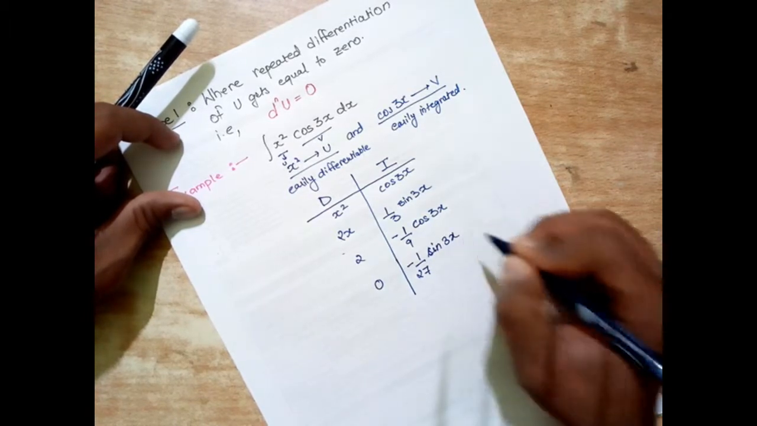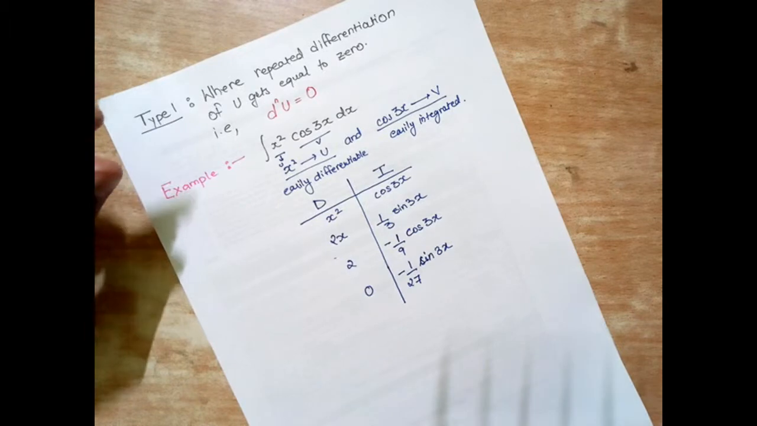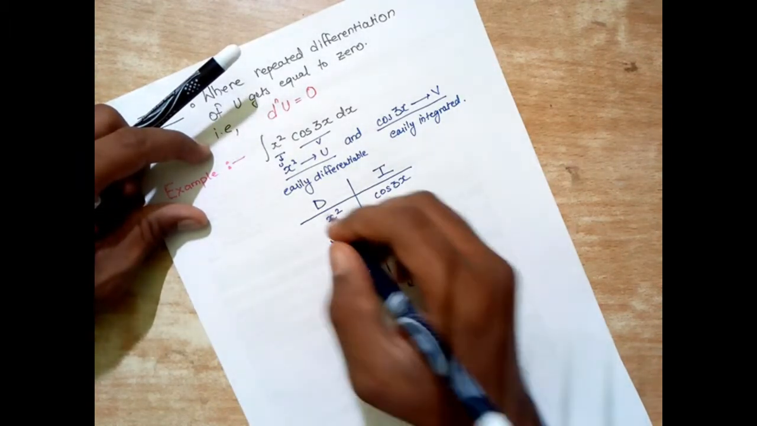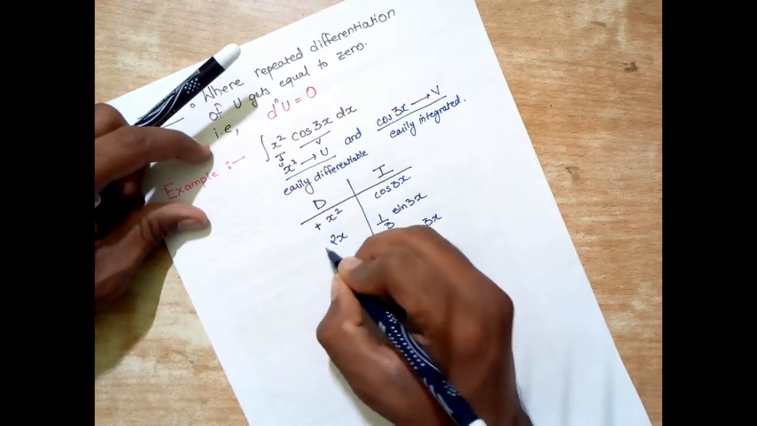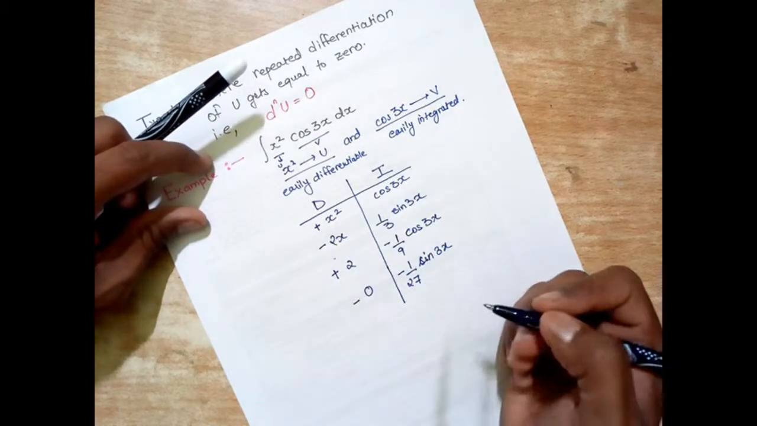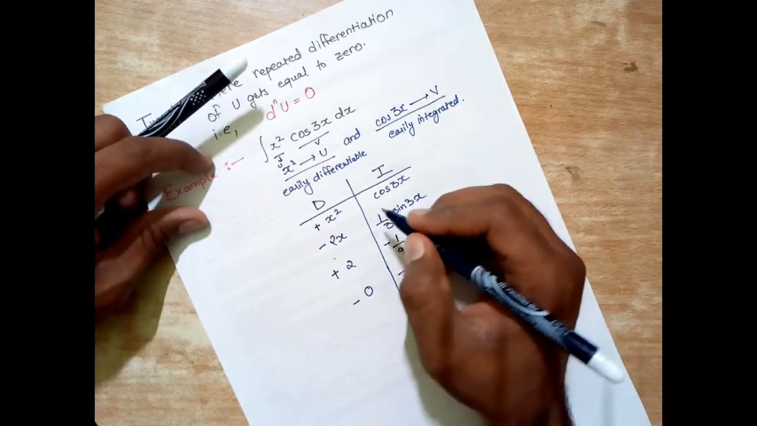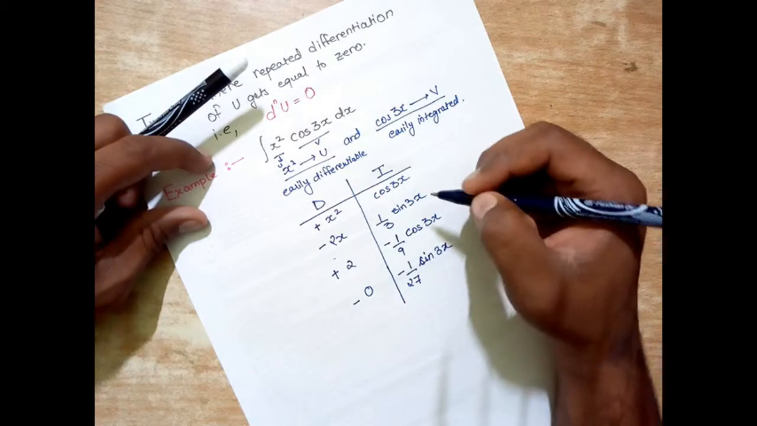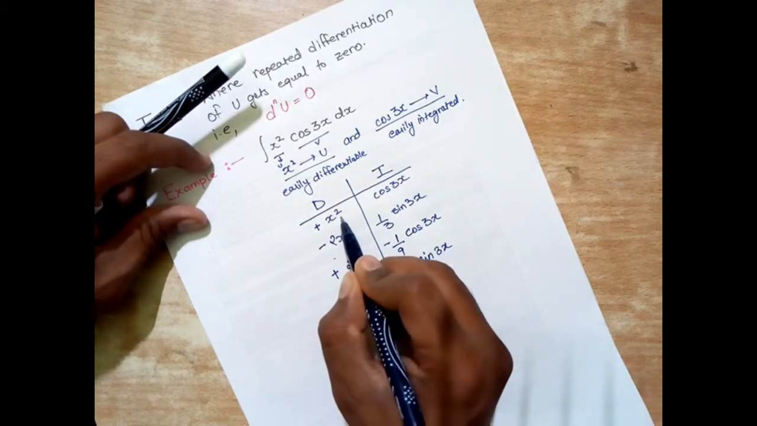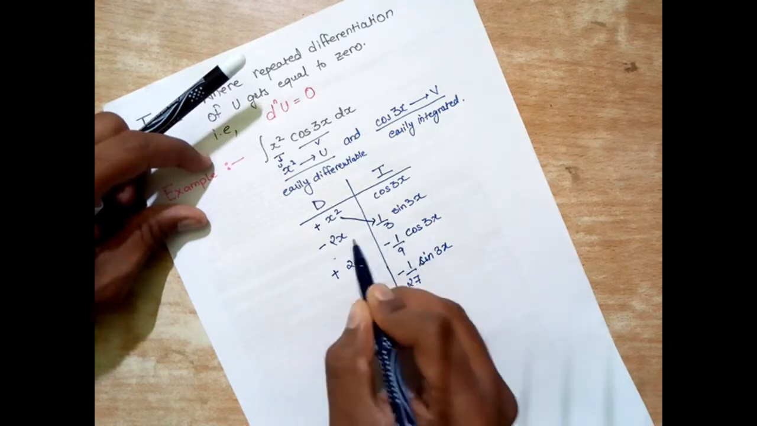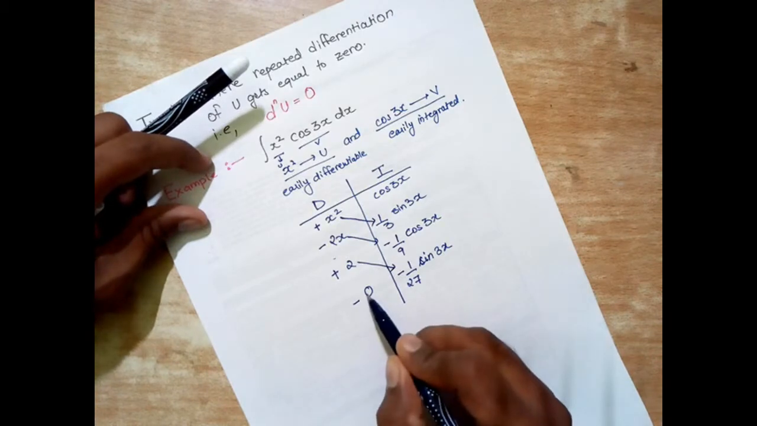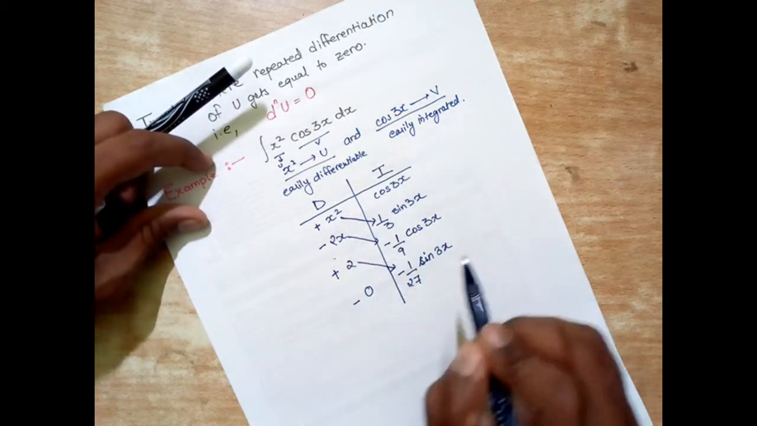Now after we are done with this, we put some symbols over here. This goes positive, then negative, then positive, then negative. This is alternate. Okay guys, so now the next thing is to multiply crossly. That means the first element is multiplied with the second element, the second with the third, and then the third with the fourth. We don't need to consider this one, only these three are required.